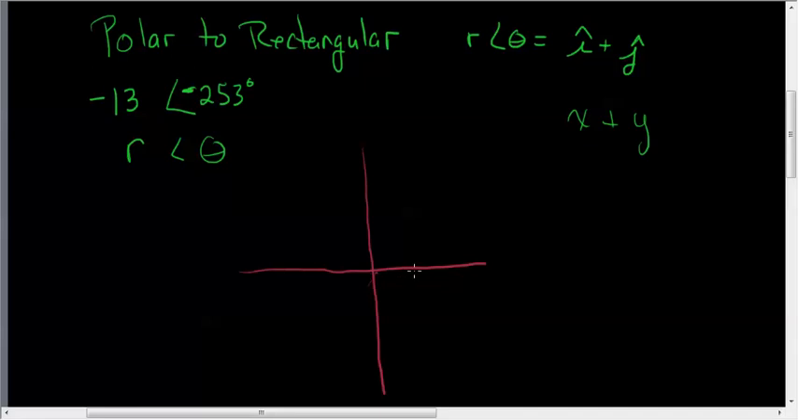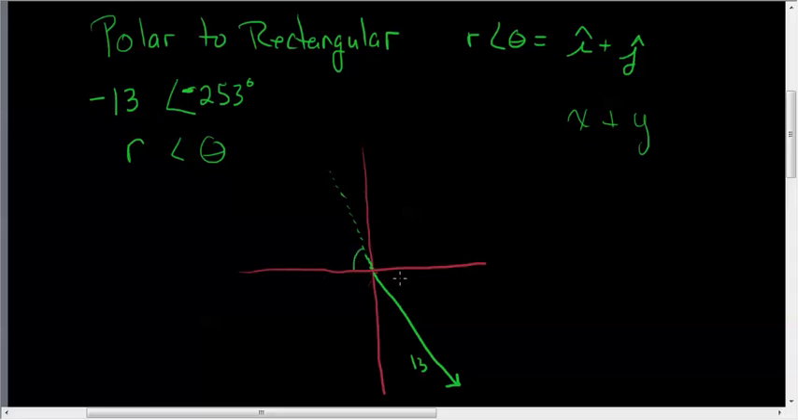So negative 253 would be negative 90, negative 180, negative 270. Okay, so not quite negative 270. Negative 253 is facing this direction. But we're asked to walk backwards 13, a distance of 13, a magnitude of 13. So I face this direction and I go backwards a magnitude of 13. Okay, so this is 13. All right, so what is this angle right here?